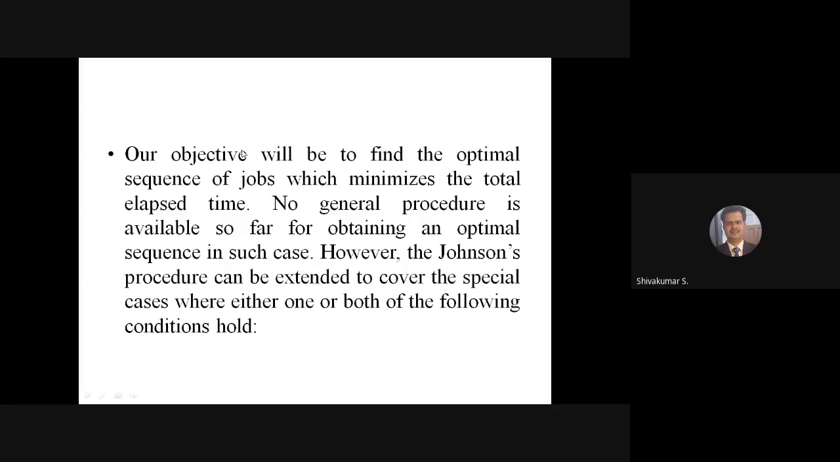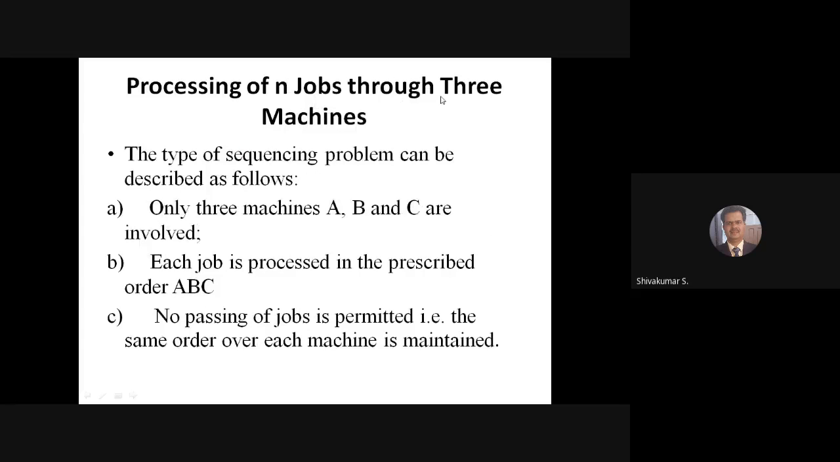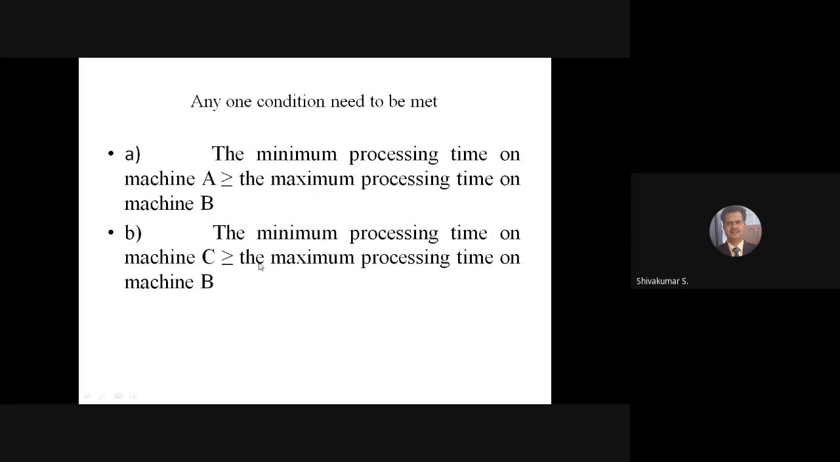Please write down now the heading as n jobs, three machines. The sequence is given as ABC, and any one condition has to be met. Condition one: the minimum processing time of machine A should be greater than or equal to the maximum processing time on machine B.